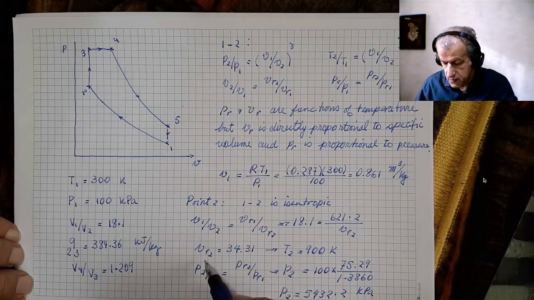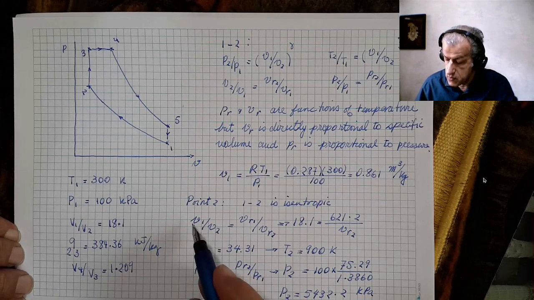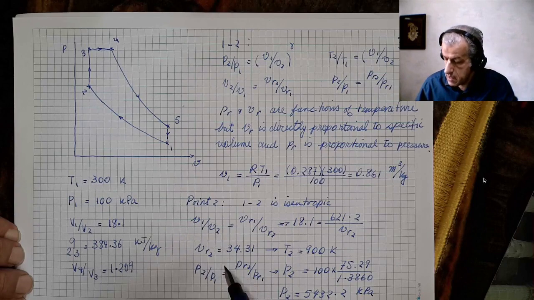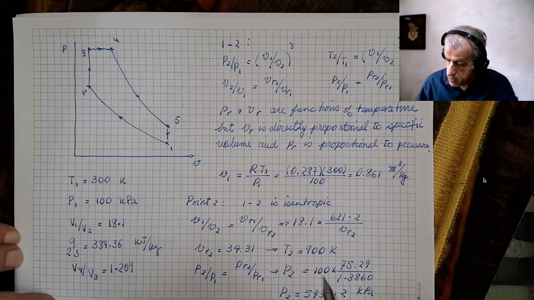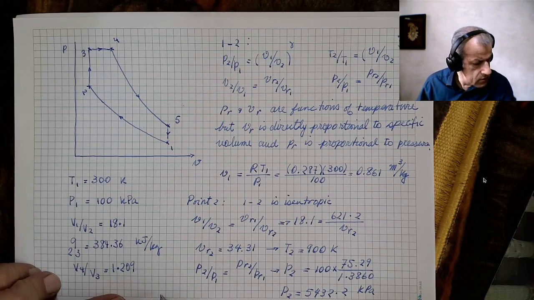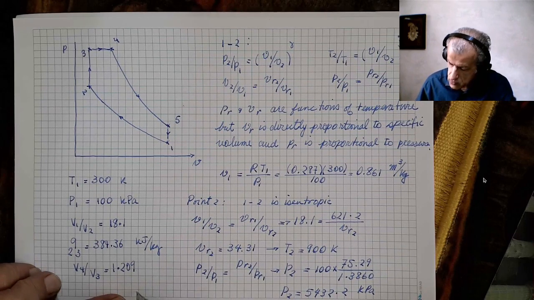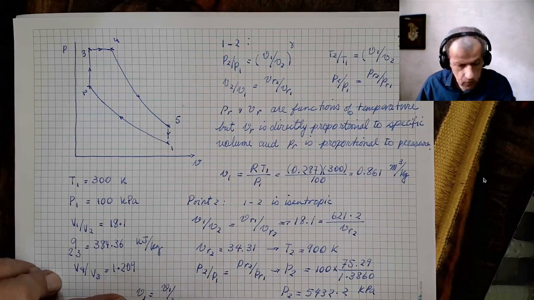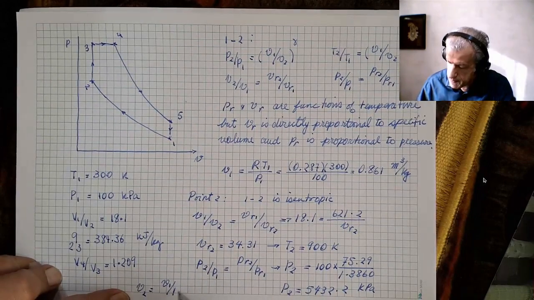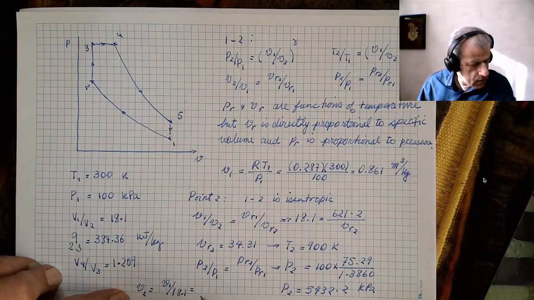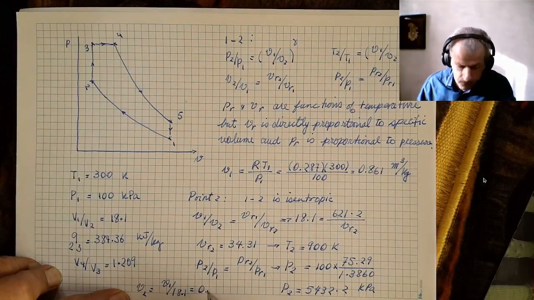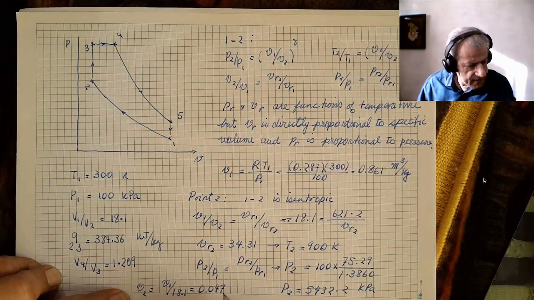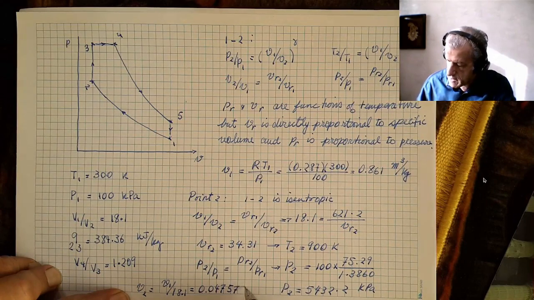or we could just use this equation and divide V1 by 18.1 and see that V2, I just write it here to complete this section. V2 equals V1 over 18.1, and that equals 0.04757 cubic meters per kilogram.